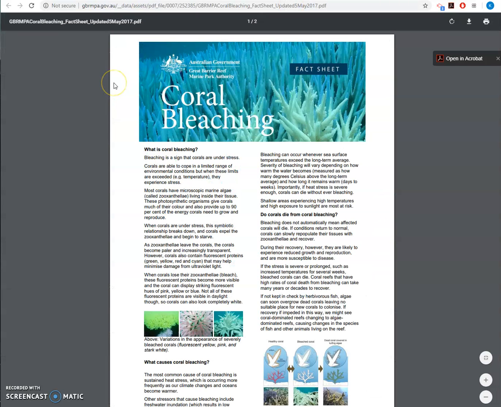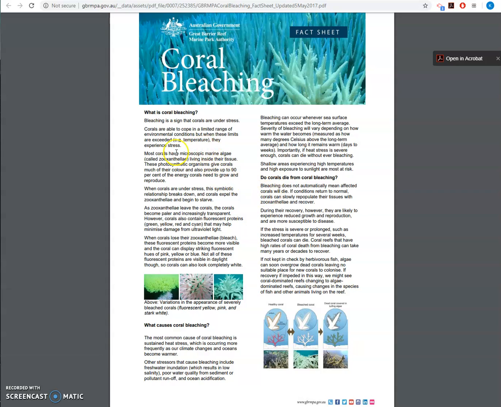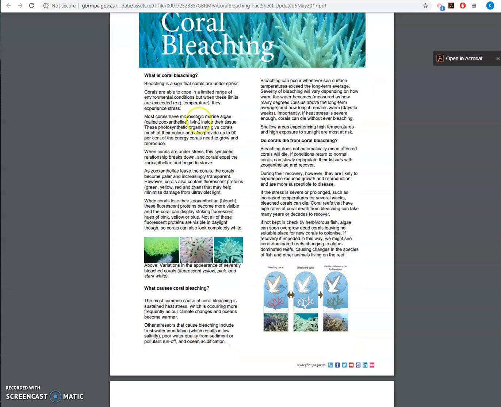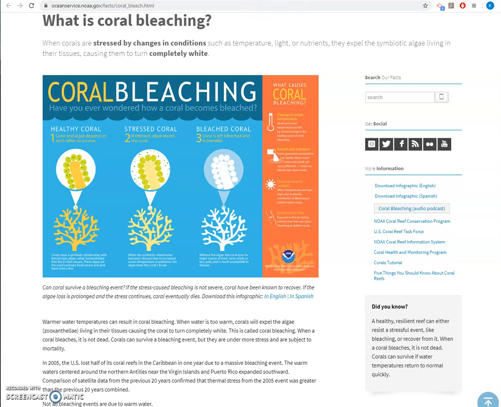Okay, here's the next one. This is an article on coral bleaching written by the Australian government, and in Australia or near Australia is the Great Barrier Reef, world's largest coral reef, and you can see how they talk a little bit about what is coral bleaching.